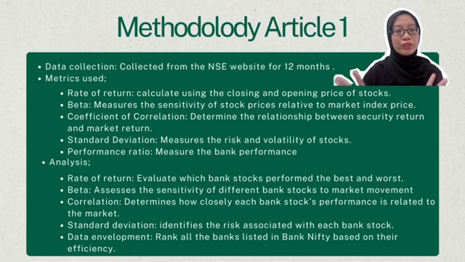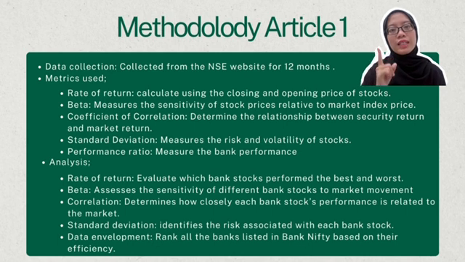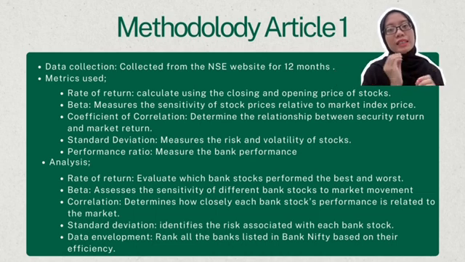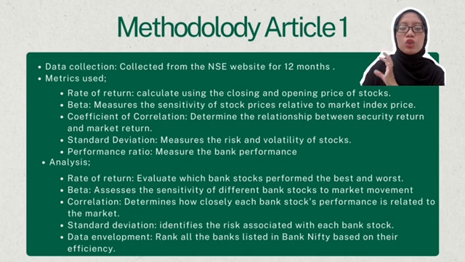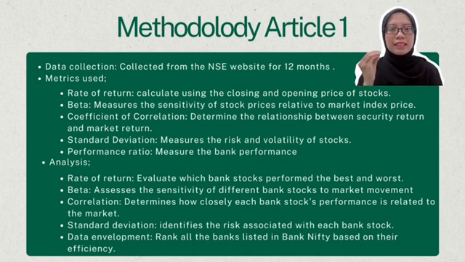So the metrics used in the analysis were, first, rate of return, calculated using the close and opening price of stocks. The rate of return will evaluate which bank stocks perform the best and the worst. Next we have beta. Beta will measure the sensitivity of stock price relative to the market index. So the beta will assess the sensitivity of different bank stocks to market movement.